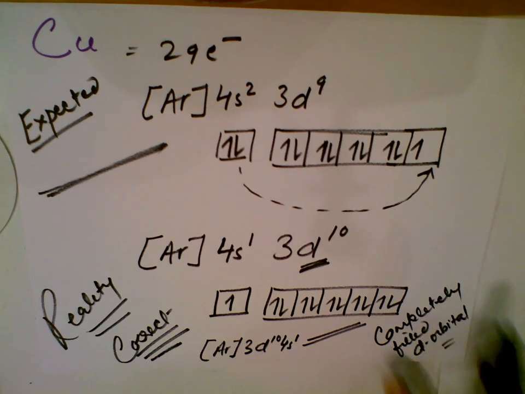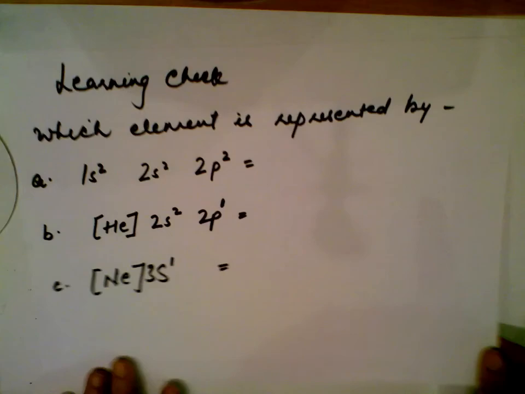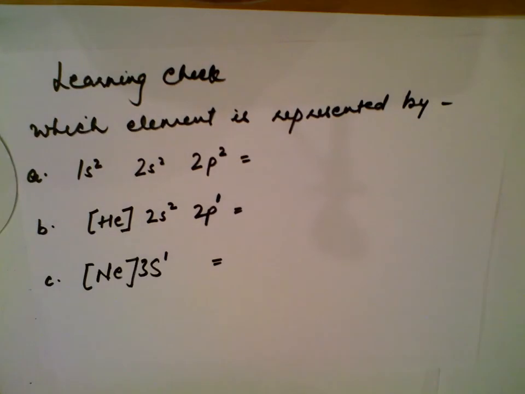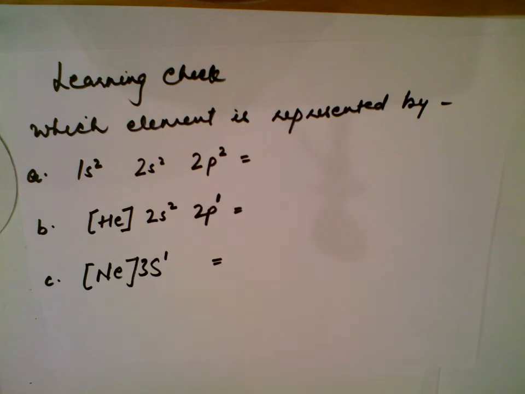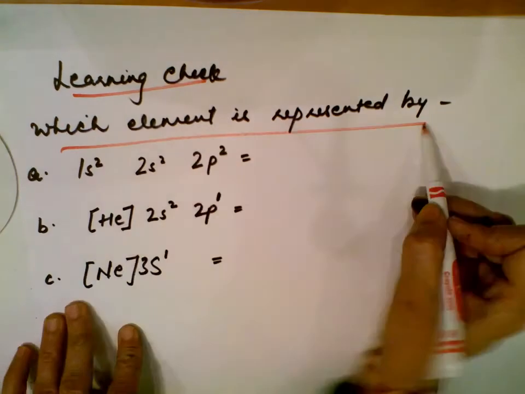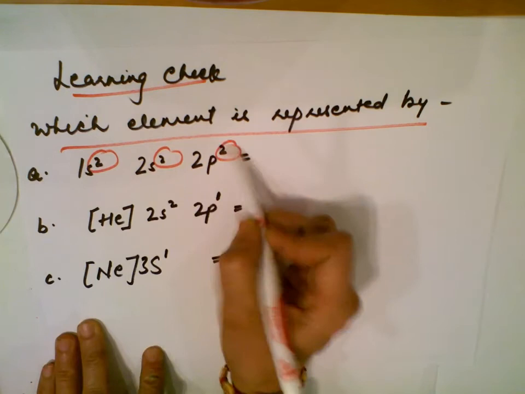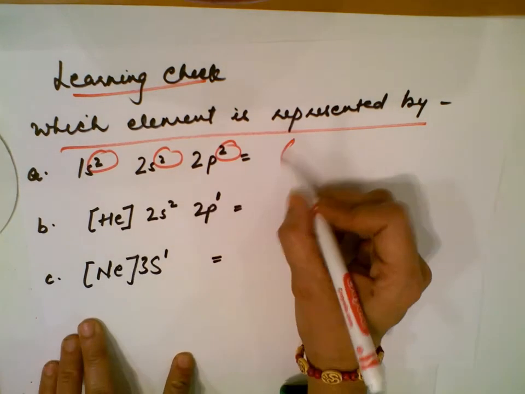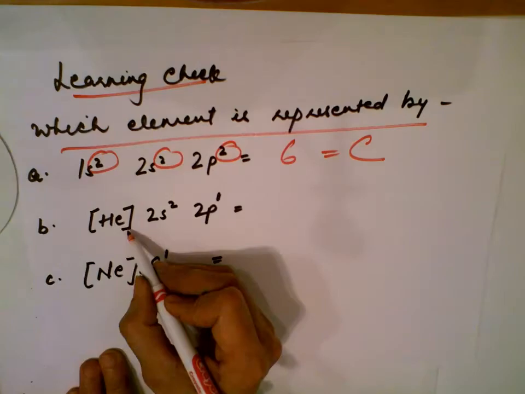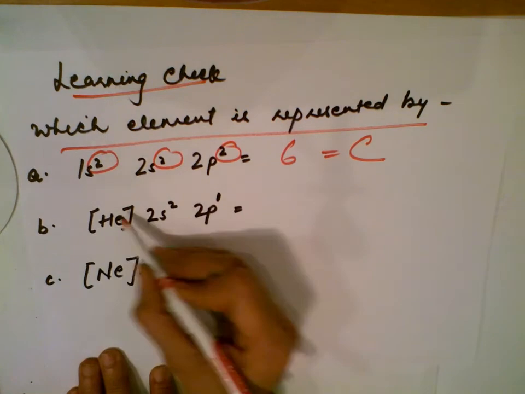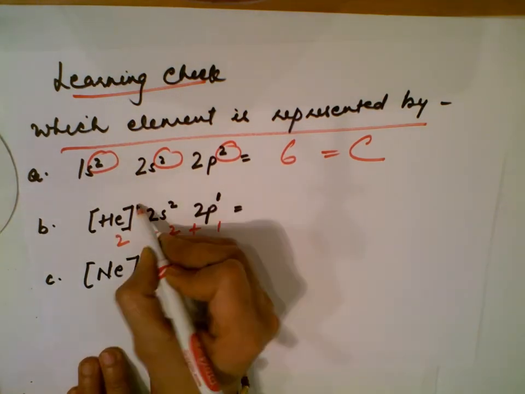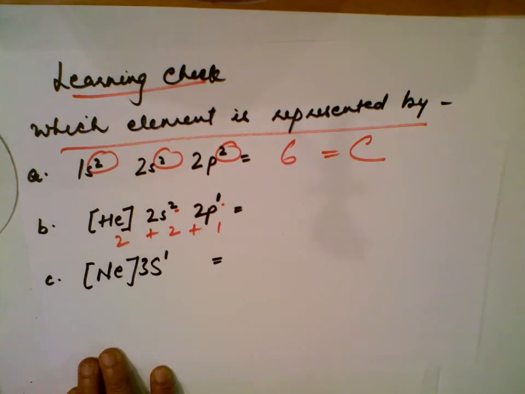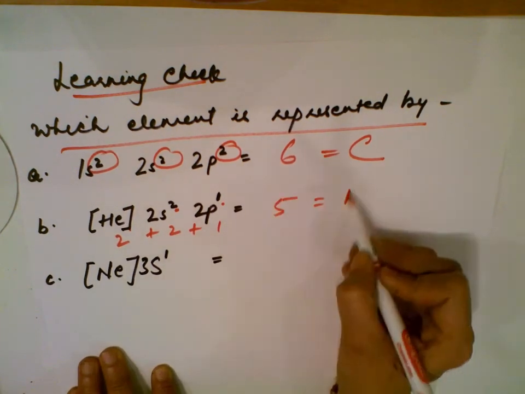Okay, now let's do the quick learning check. Which element is represented by this one? So what are you going to do? You're going to add this. So let's add quickly. 2 plus 2 plus 2. This is 6, which is carbon. Helium, 2 electrons. This is 2. This is 1. How much is it? 5, and it is boron.